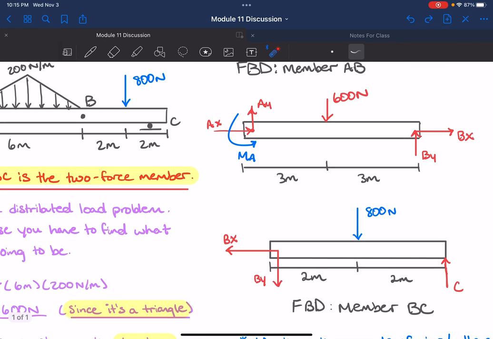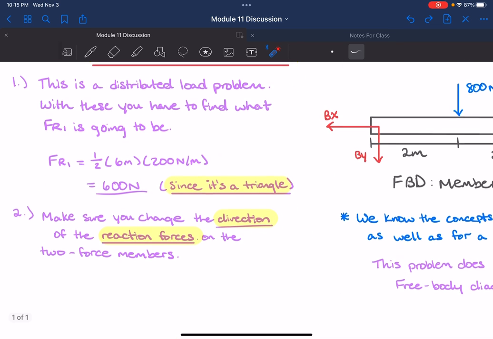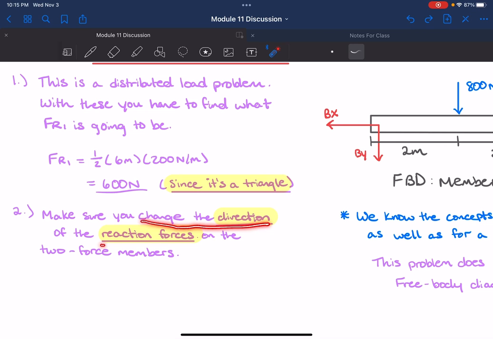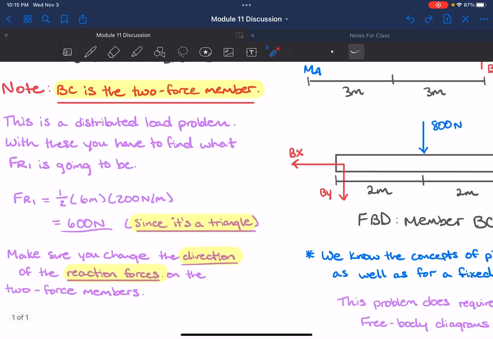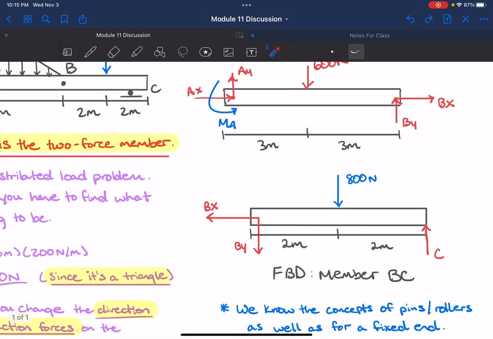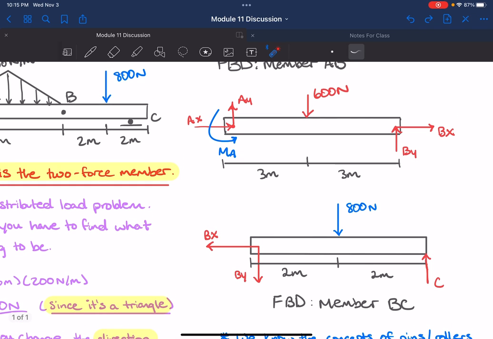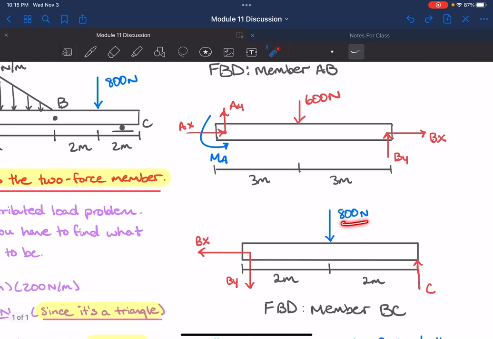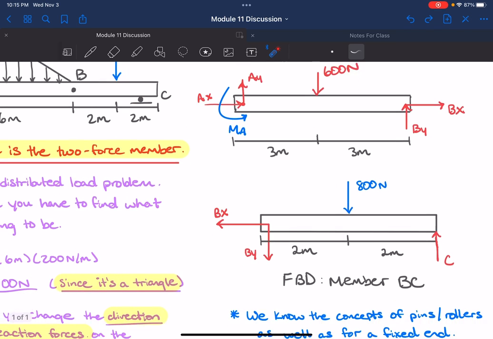Now, when you move on to member BC, you will notice that BX and BY is also the pin, but it's drawn in the opposite direction of what is shown up here, because that is one of the rules discussed in class. You have to make sure you change the direction of the reaction forces on the two force members. They can't be the same on each of these members, or else you'll see an error occur somewhere. Once you change the direction of those arrows, you plug in the rest of your values, which up here is your 800 newtons, and then you have your C, since C is your roller.